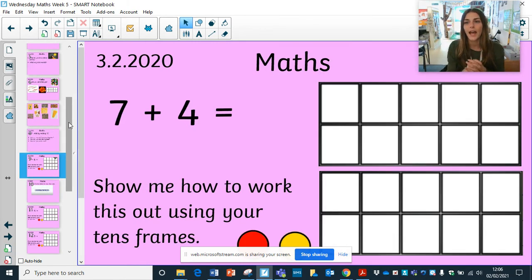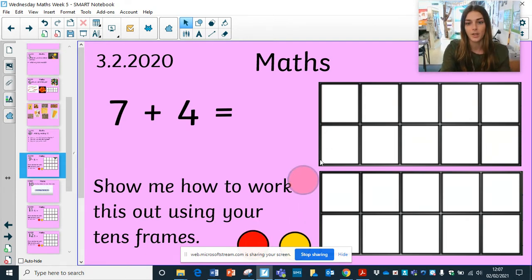We've got 7 add 4 is the same as. What does that equal? Here it says show me how to work this out using your tens frame. I've attached those as a document, so you can use those to support you. You can either use counters or whatever you've got at home and place those into the squares, or you can draw the counters straight onto the squares. It's whatever best suits you. Be creative. So, 7 add 4: I'm going to show you the best way to do that.